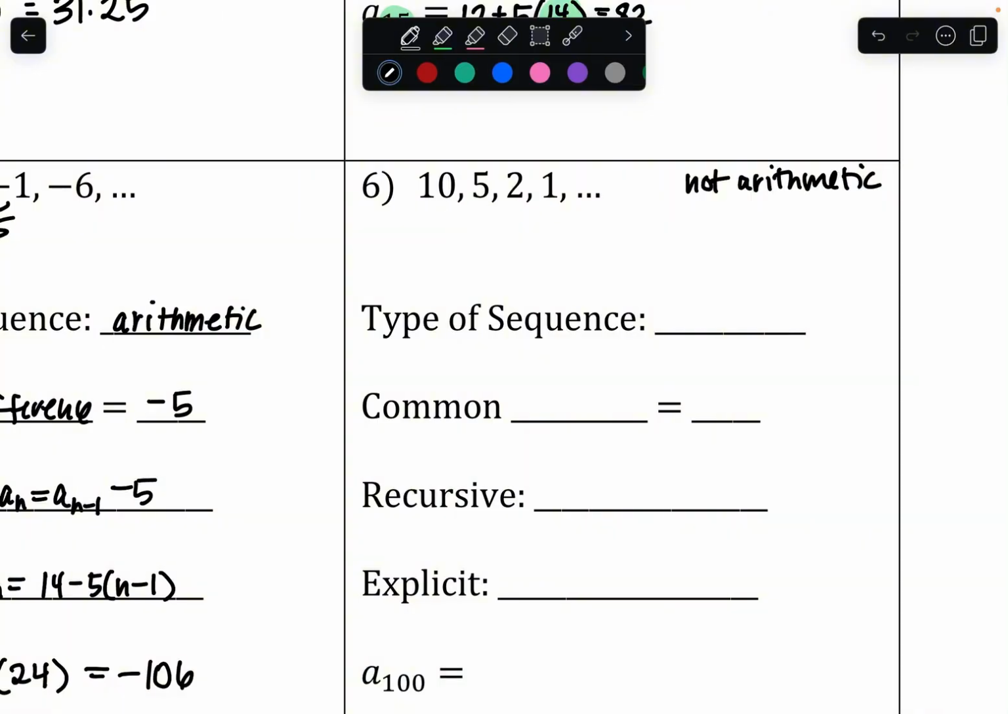And then it looks like we are multiplying by 1/2 to get from 10 to 5, but then that's times 2/5. So not geometric. Okay, and so neither.